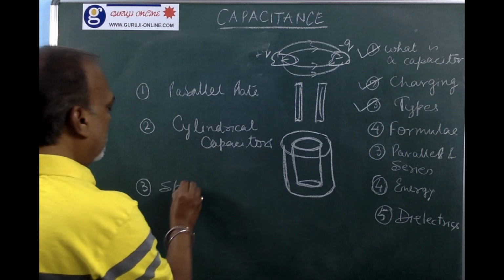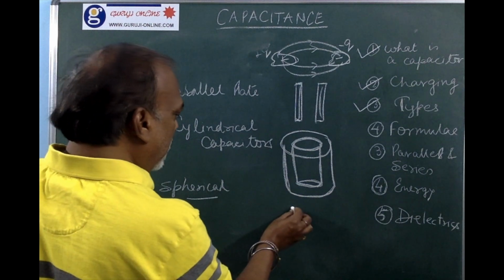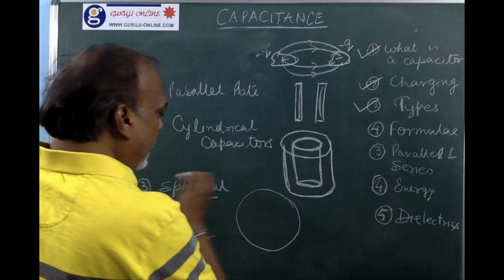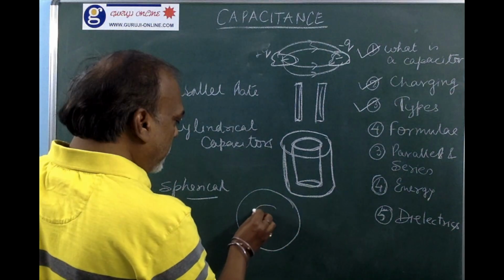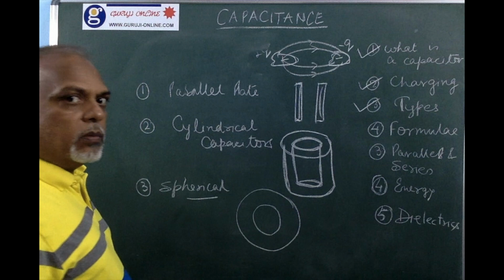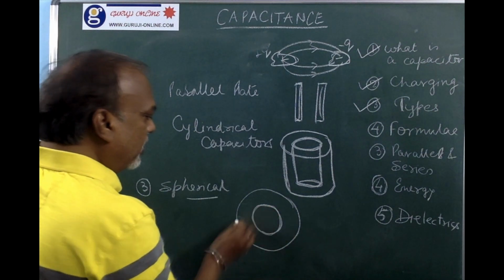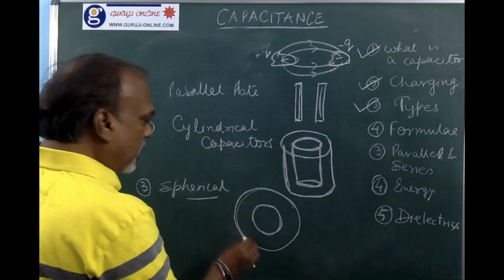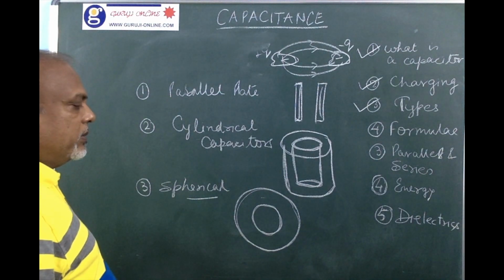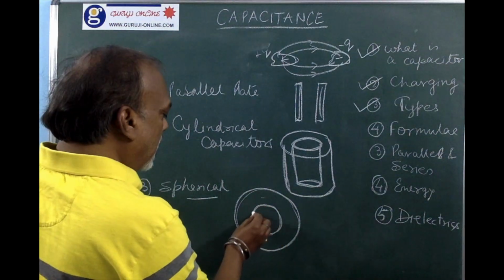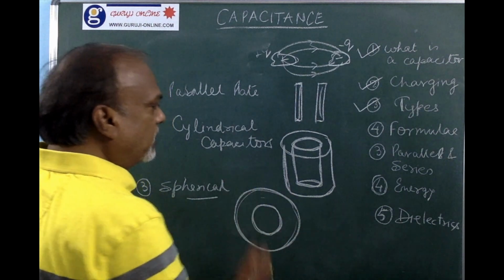Then spherical. In a sphere also, one sphere is there, and inside this another sphere is there. So this is one sphere and the outer sphere, and there is a gap between this. This is the outer surface of the inner sphere. This is the inner surface of the outer sphere.